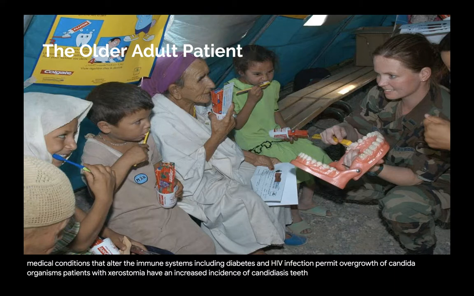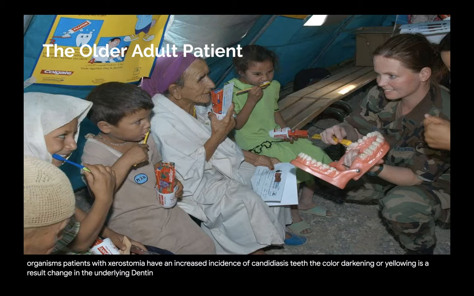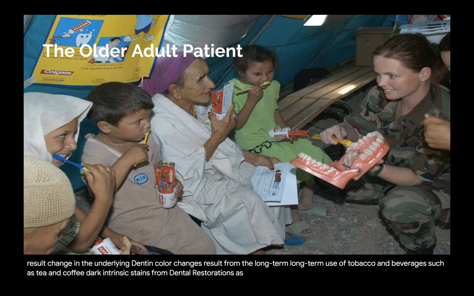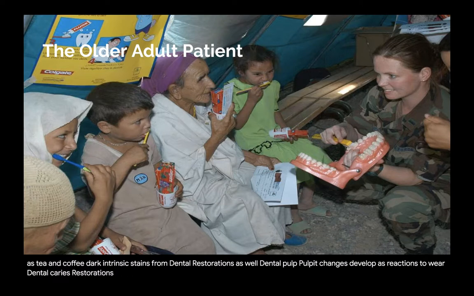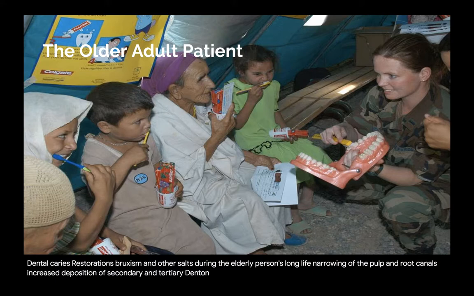Teeth. The color darkening or yellowing is a result of change in the underlying dentin. Color changes result from the long-term use of tobacco and beverages such as tea and coffee. Dark intrinsic stains can come from dental restorations as well. Dental pulp. Pulpal changes develop as reactions to wear, dental caries, restorations, bruxism, and other assaults during the elderly person's long life. Narrowing of the pulp and root canals. Increased deposition of secondary and tertiary dentin. Progressive deposition of calcified masses.